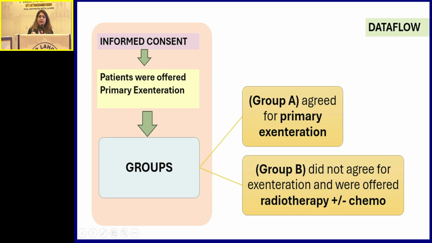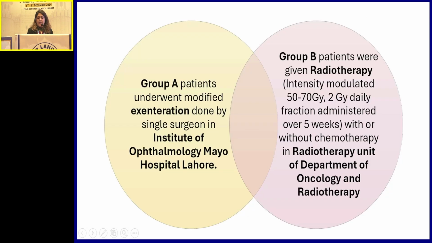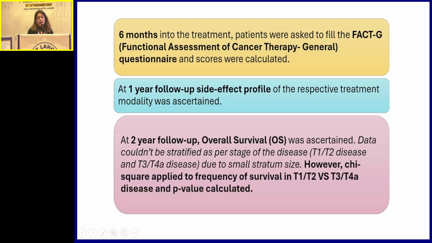Informed consent was taken. Patients were offered primary exenteration, and then upon their decision, they were divided into group A and B. Group A were those who opted for primary exenteration, and group B were patients who did not opt for it and underwent adjuvant therapy. Group A had exenteration, which was done in the ophthalmology department, but group B radiotherapy was done in the oncology department. Six months into the treatment, we asked the patients to fill the FACT-G questionnaire, which is the Functional Assessment of Cancer Treatment General Scoring System.